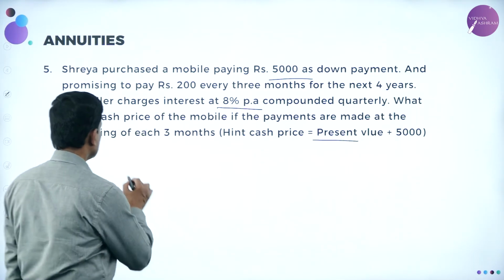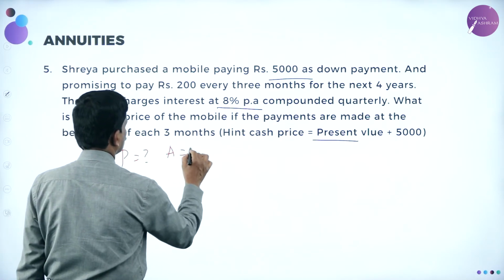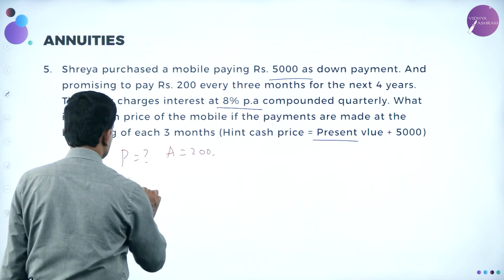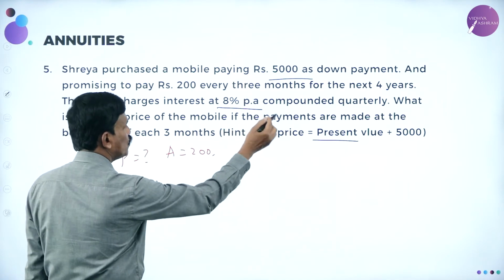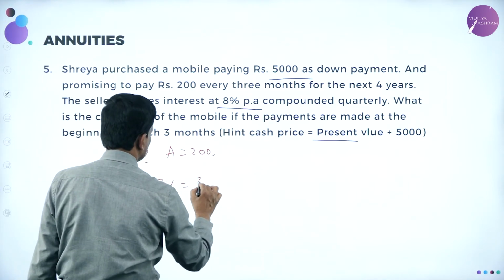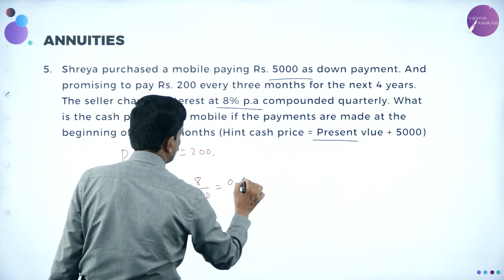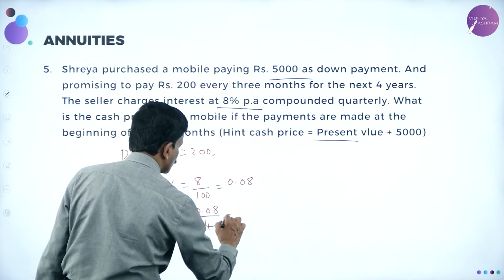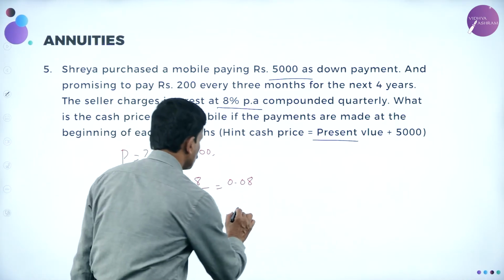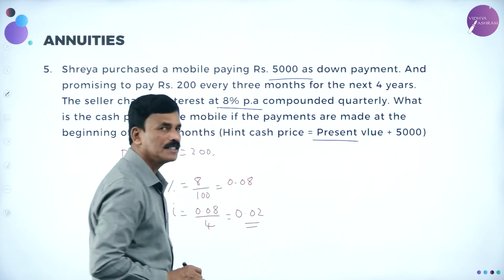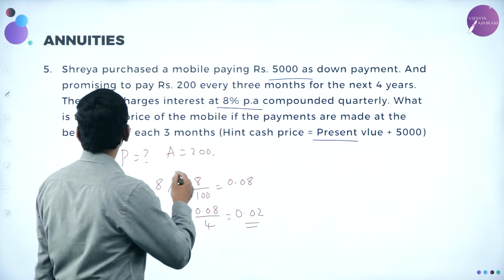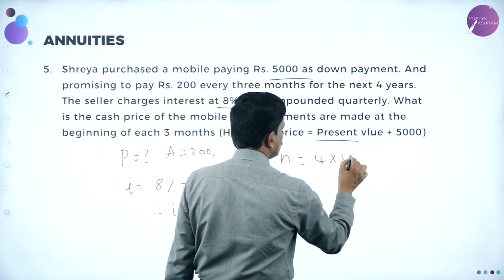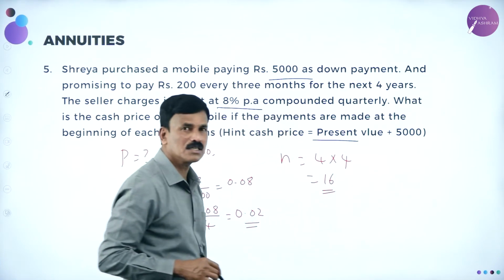Now here P is the question mark. A is equal to how much she paid? 200. Okay. Now find out I. What is I here? I is equal to 8% per annum compounded quarterly. 8% is nothing but 8 divided by 100, that is 0.08. Therefore, I is equal to 0.08 divided by 4. What is 0.08 divided by 4? That's nothing but 0.02 is the value of I. Right. Now, what is N here? So, next 4 years. 4 years means N is equal to 4 years. Quarterly means 4. 4 4s are 16. N is equal to 16.